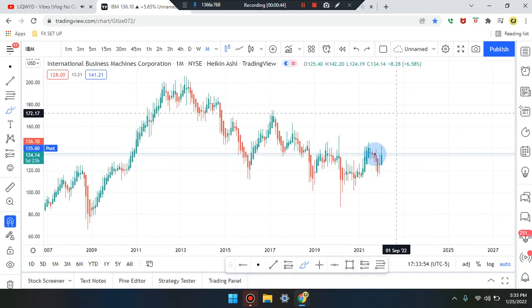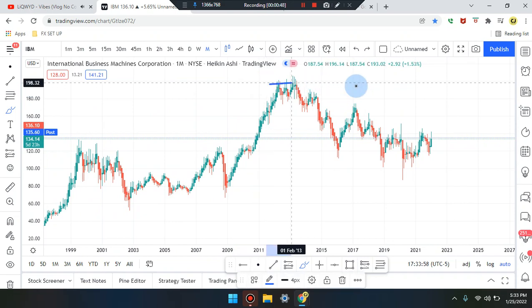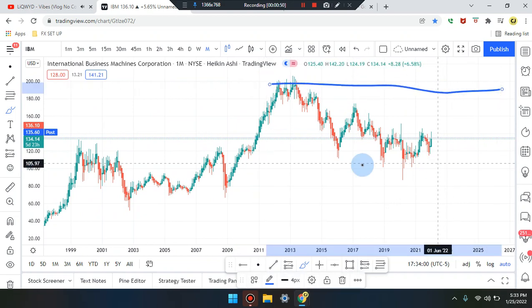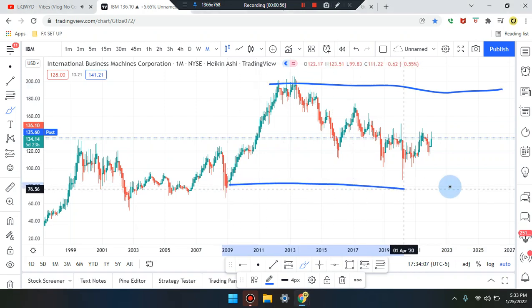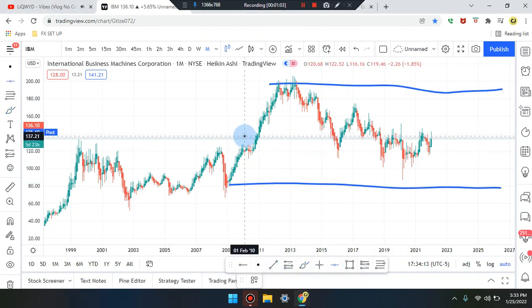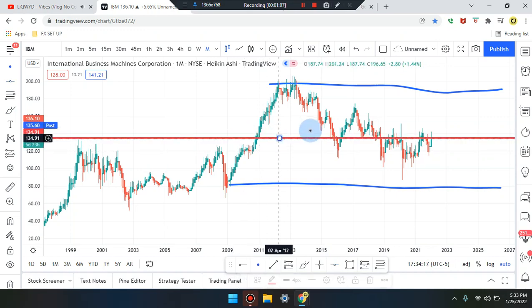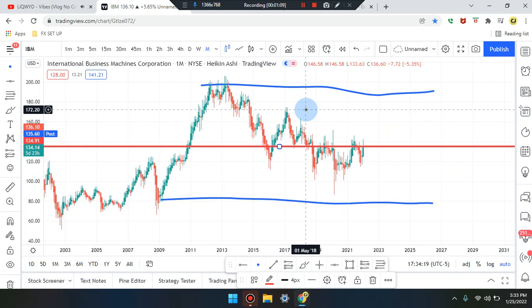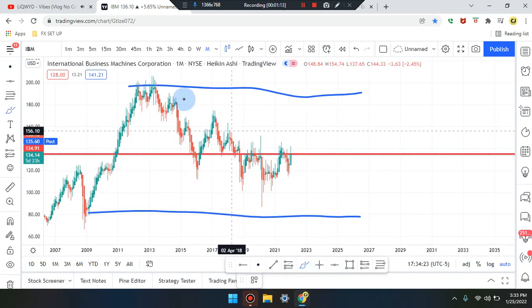Last candle in the market is a bullish candle. Price action highs, that area. Action lows, that area. Midpoint in the middle. Let's take a look at what's going on in the market.